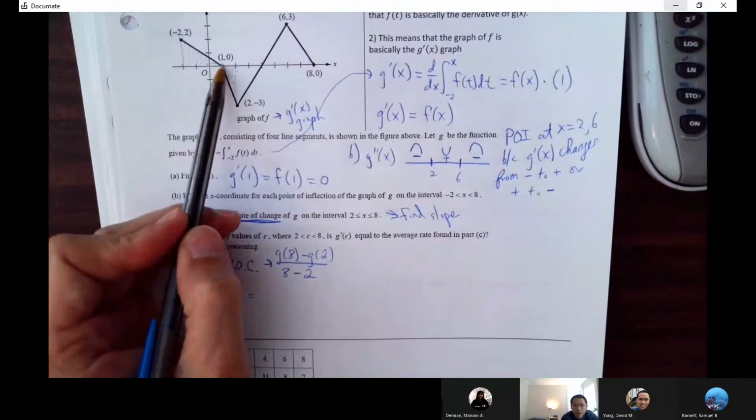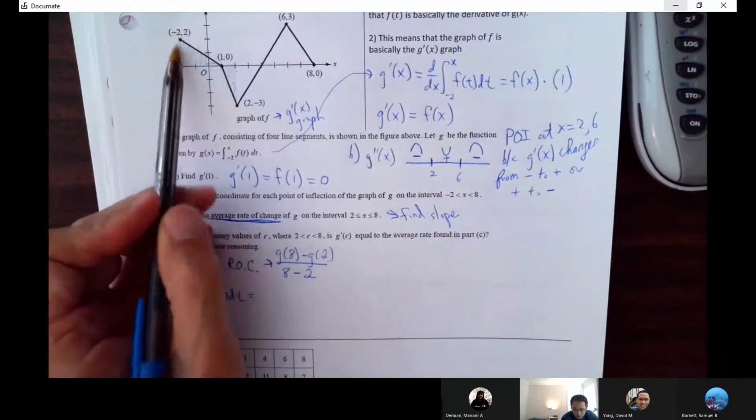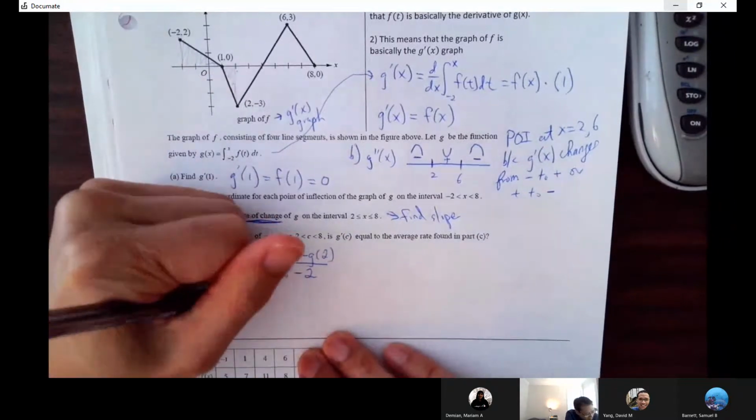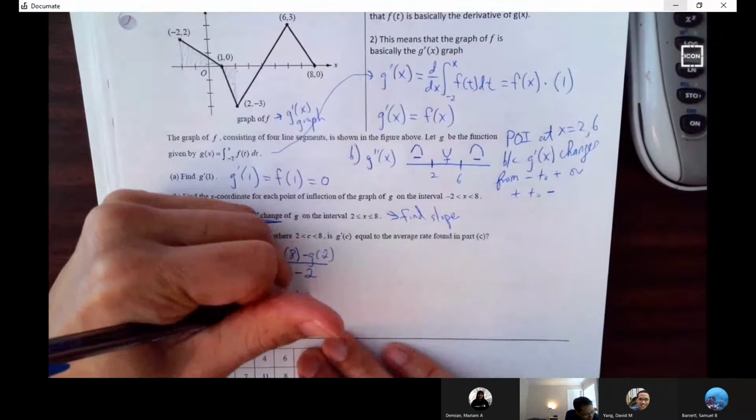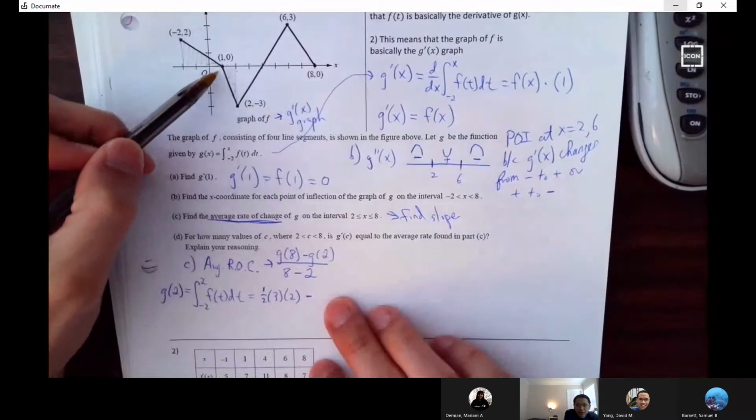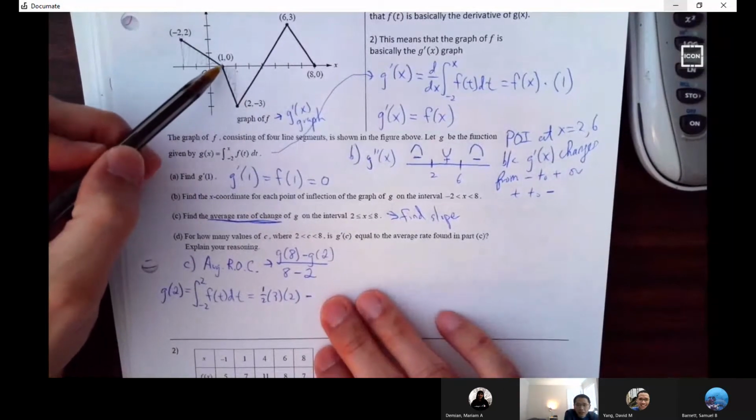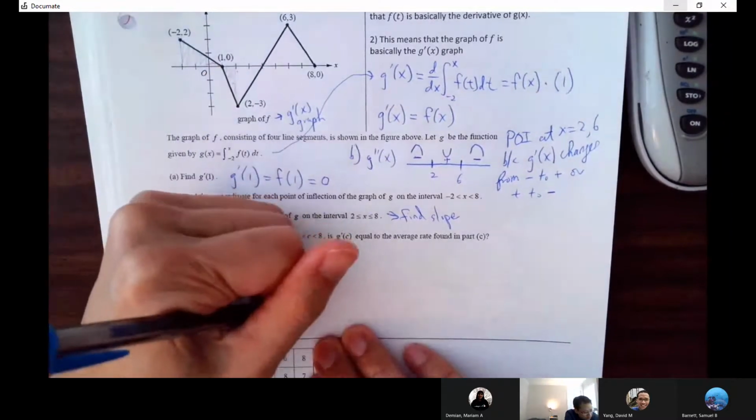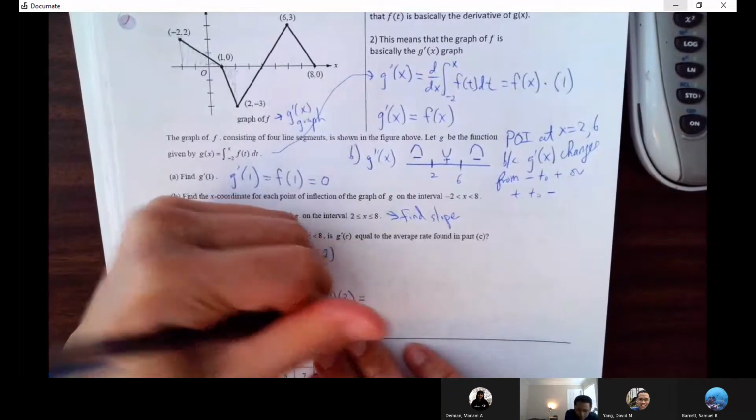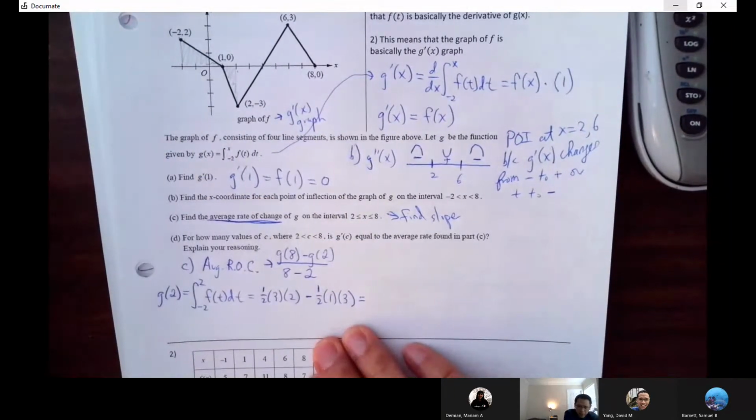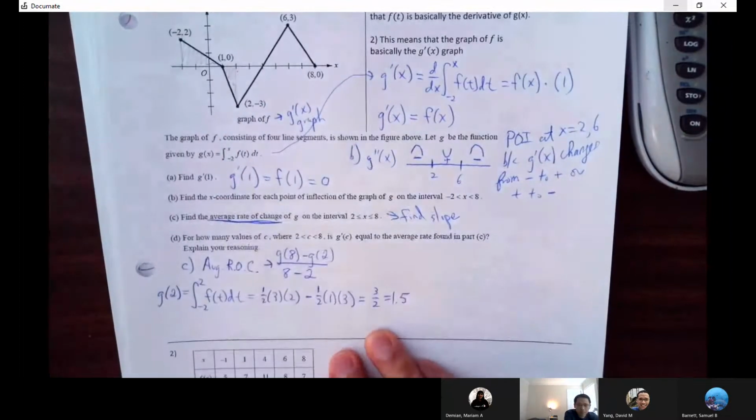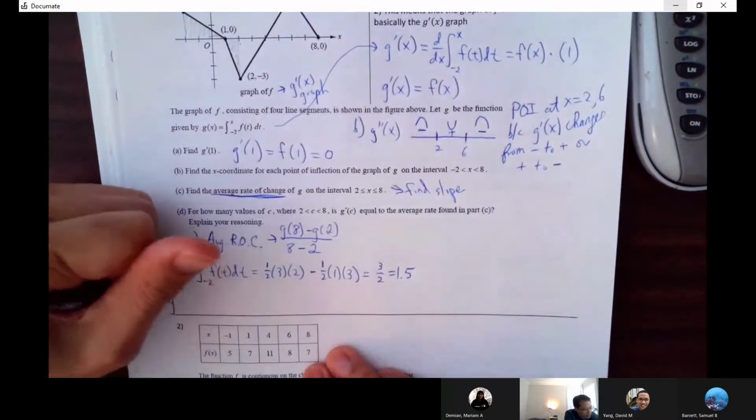So 1/2 times 3 times 2, 1, 2, 3. And then here, this is below the x-axis, so I have to make sure that's a negative region. So 1/2 times 1 times 3. So I get 6 over 2 minus 3 over 2, which is 3 over 2, which is 1.5. Next up, I need to find g of 8.